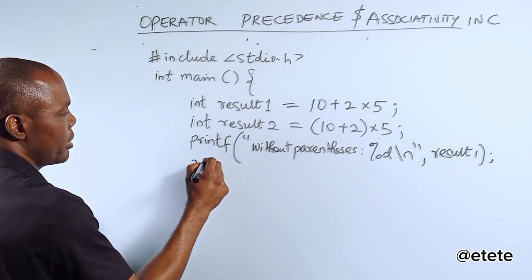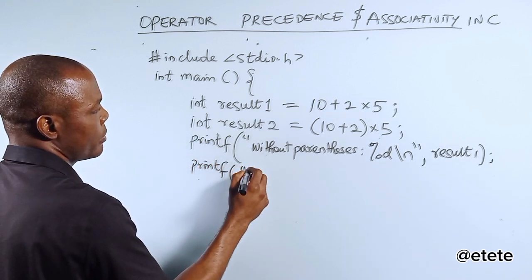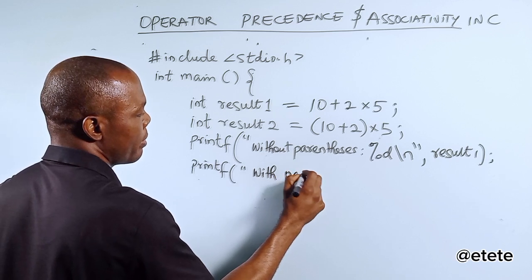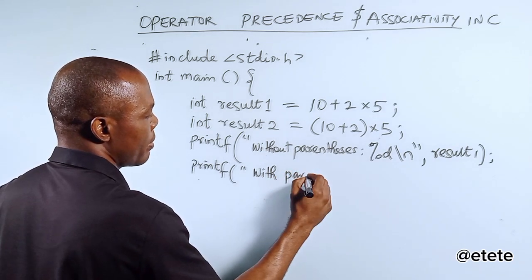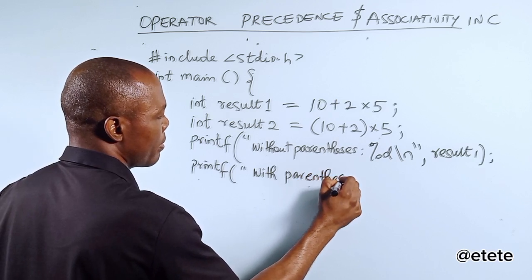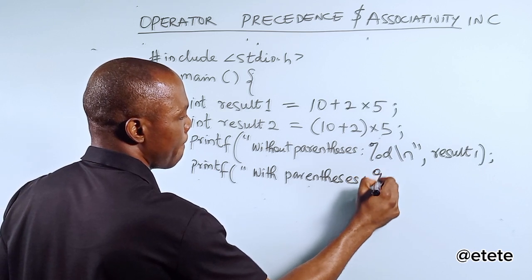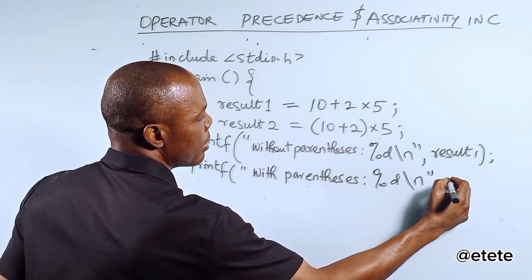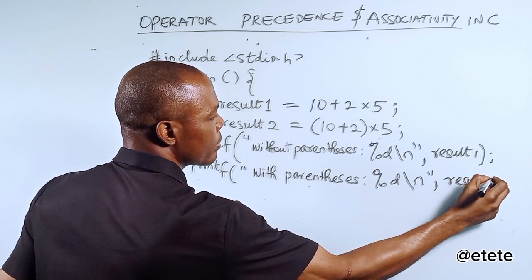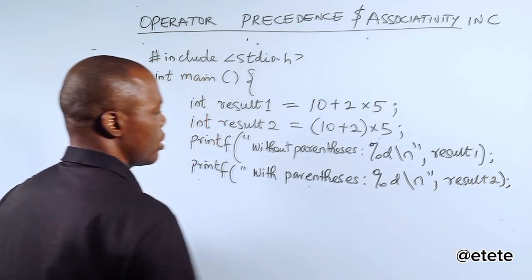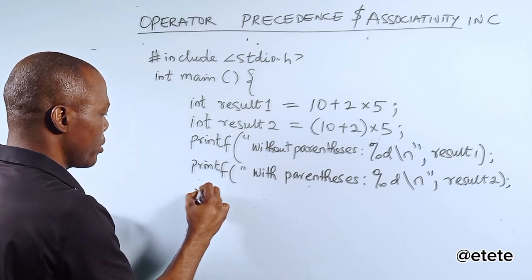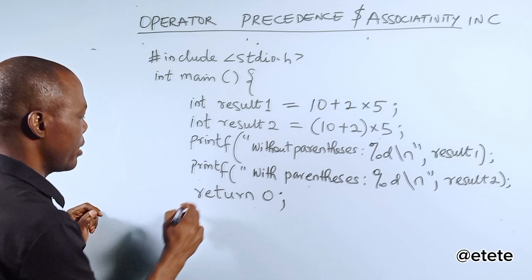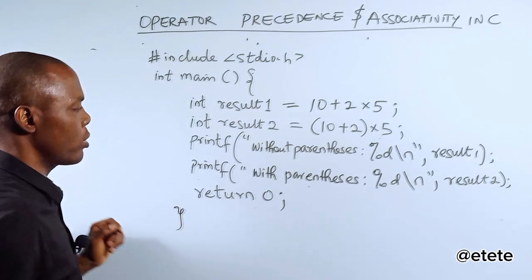This one, I'll say printf. I'll say with parentheses. I'll say result2. All right. So now I will say return 0. Then I'll close my curly bracket.